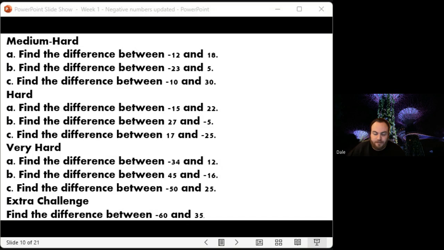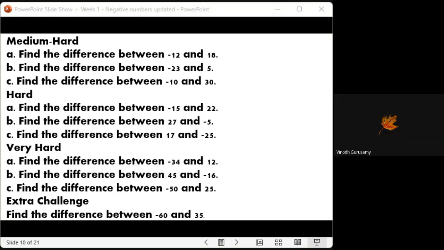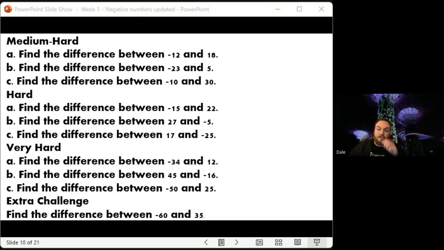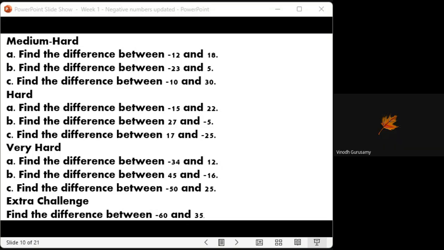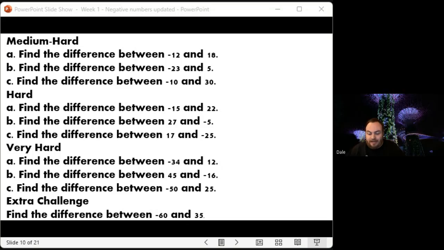Let's go to Vishnu. Vishnu, how far did you get up to? I finished it all. Okay. Do you want to give me the answer to very hard C? 75. Wonderful. Well done. Excellent, Vishnu.